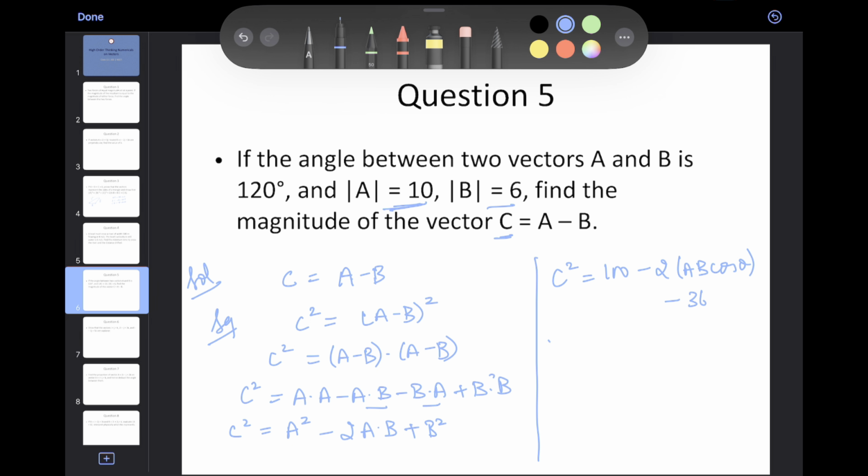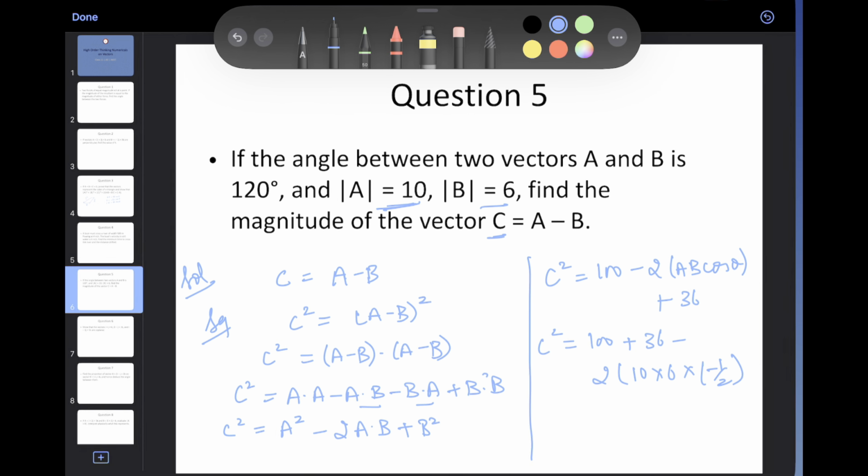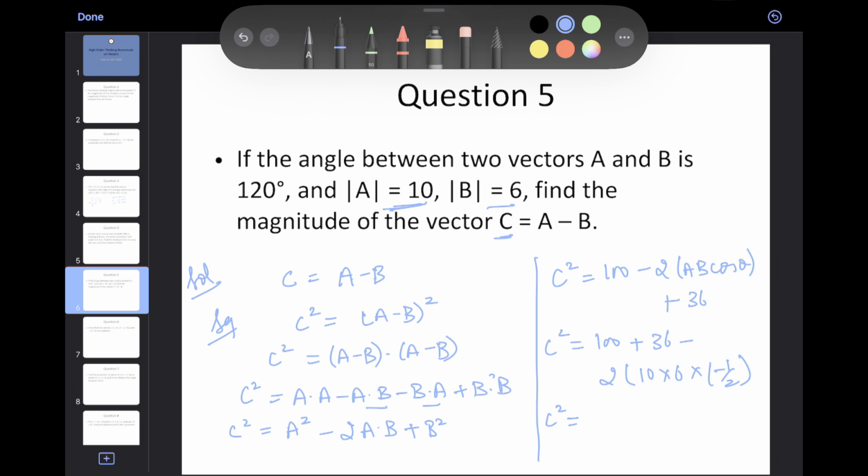So your C square will become 100 plus 36, minus 2 times of 10 into 6 into cos 120 degree, that is minus half. So this actually becomes C square equals 100 plus 36 is 136, plus, because this is a minus, you can cancel these two, and 10 into 6 is 60. This becomes 196. And C is the square root of 196, so C is basically 14.